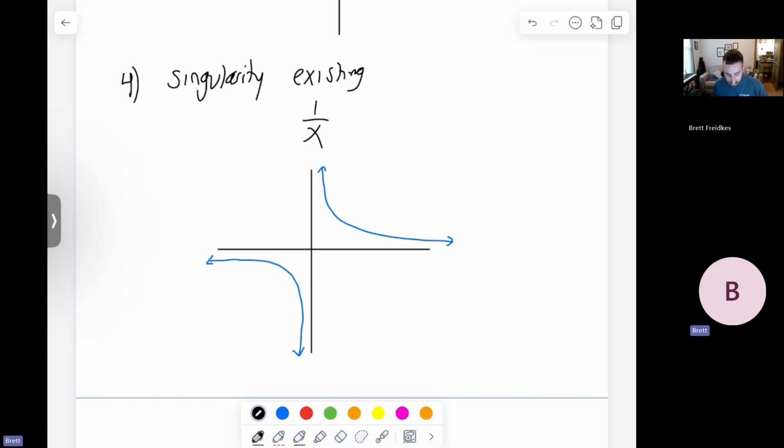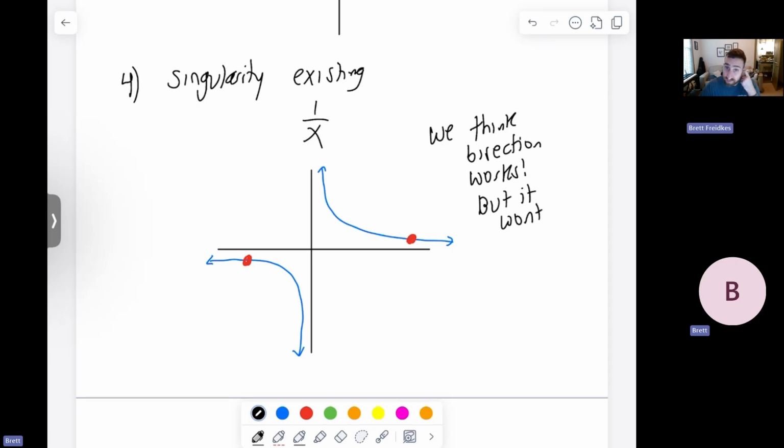And vice versa. If I choose an xlow and an xhigh, those are opposite signs. We think bisection works, but it won't. We'll converge on the asymptote at x equals 0. We won't actually converge on any points because there are no points that cross the x-axis. So depending on the knowledge of your function and depending on how difficult the mathematics are, or any sort of singularities present or things like that, you may or may not want to do the bisection method.